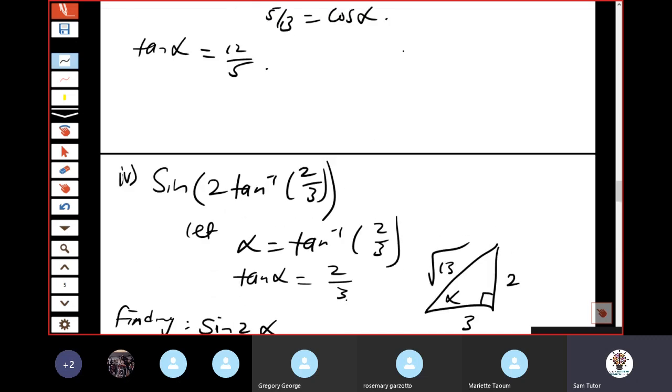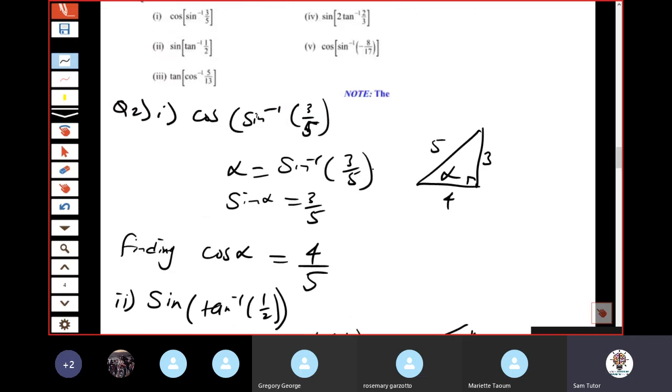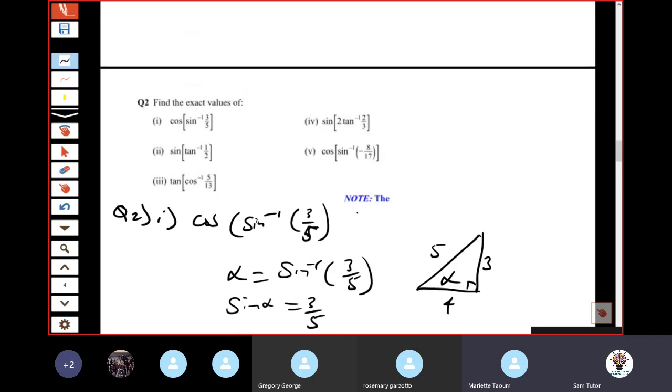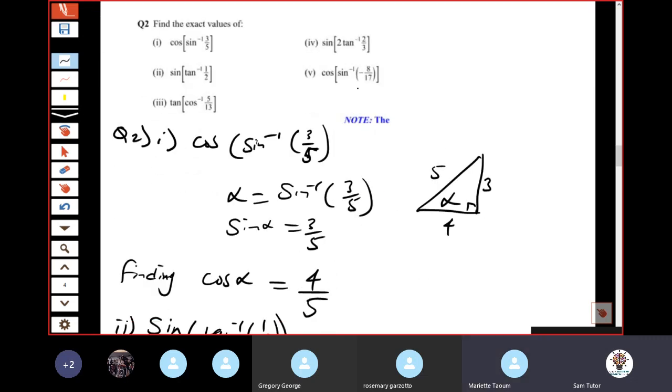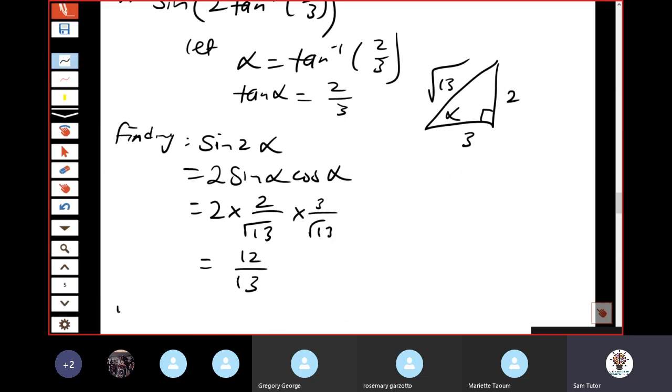All right, let's go with the next one, part V. Sam, I wasn't finished copying it down. Sorry. Yeah, it's cos inverse sine negative 8 on 17. Finished, thanks.